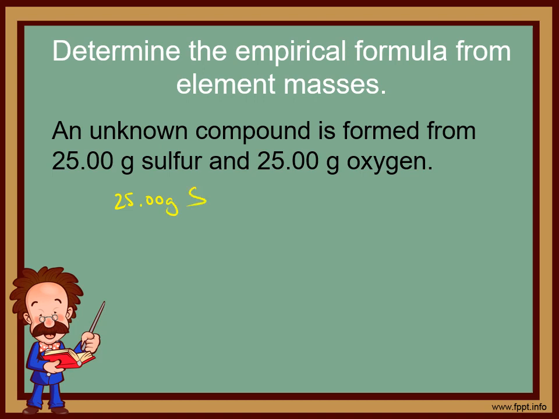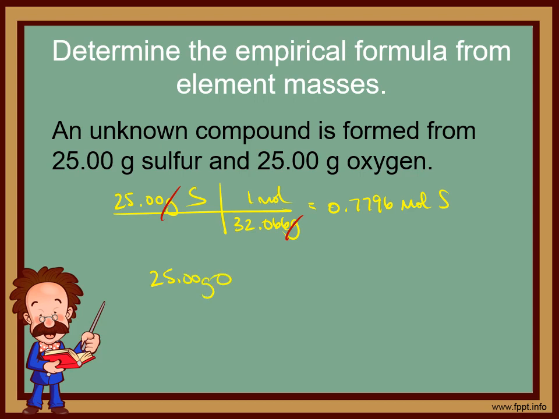25.00 grams of sulfur, turn those grams into moles. Sulfur's molar mass is 32.066 grams per mole. So grams, top and bottom, cancel out. Calculator says 25.00 divided by 32.066 gives us a grand total of 0.7796 moles of sulfur.